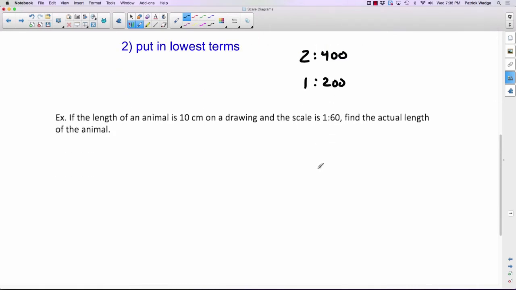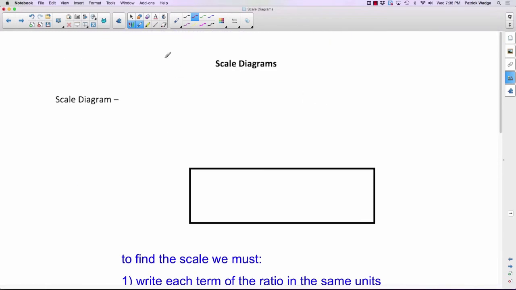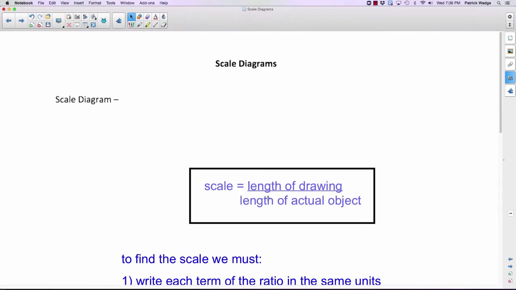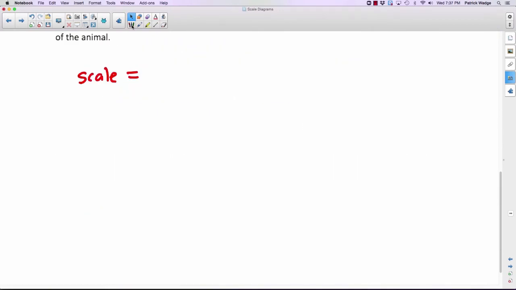It says, if the length of an animal is 10 centimeters on a drawing, and the scale is 1 to 60, find the actual length of the animal. So what we're going to use over and over here is the scale formula. And remember we said that scale is the length of the drawing divided by the length of the actual object. So I'm just going to put that scale equals drawing divided by real, the actual or the real one.